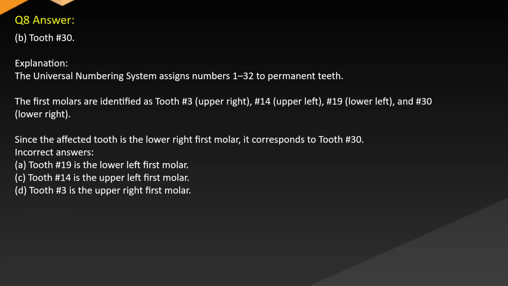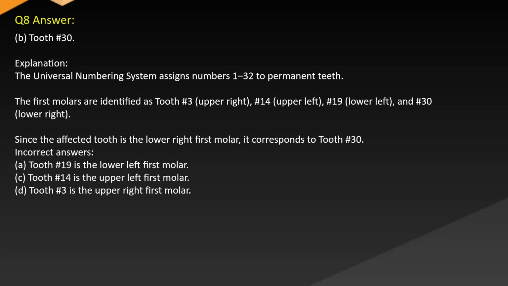Answer B. Tooth number 30. Explanation: the universal numbering system assigns numbers 1 through 32 to permanent teeth. The first molars are identified as tooth number 3 upper right, number 14 upper left, number 19 lower left, and number 30 lower right. Since the affected tooth is the lower right first molar, it corresponds to tooth number 30.